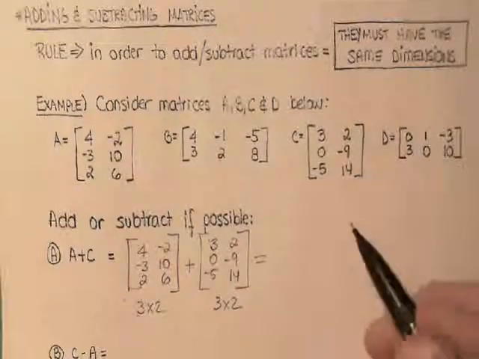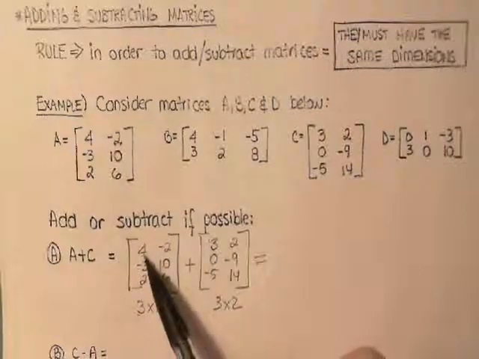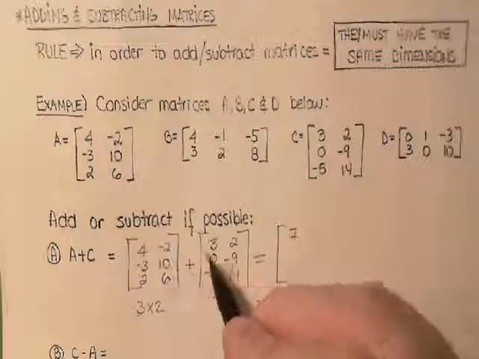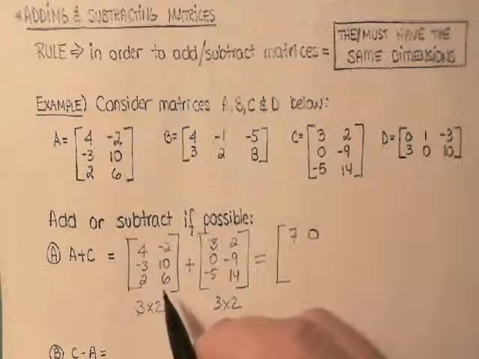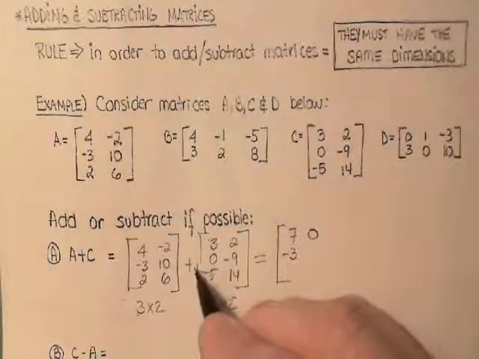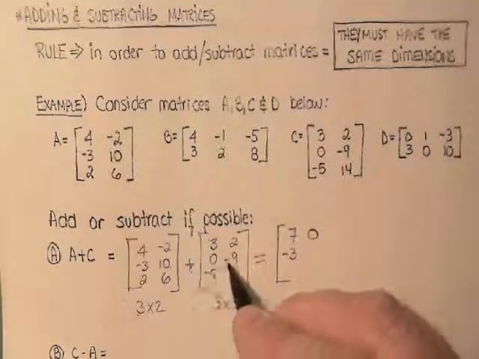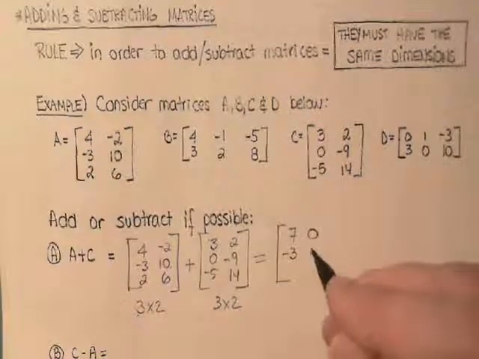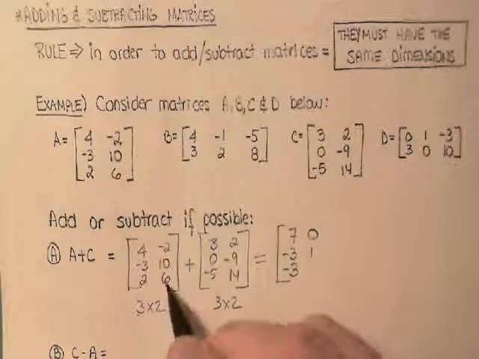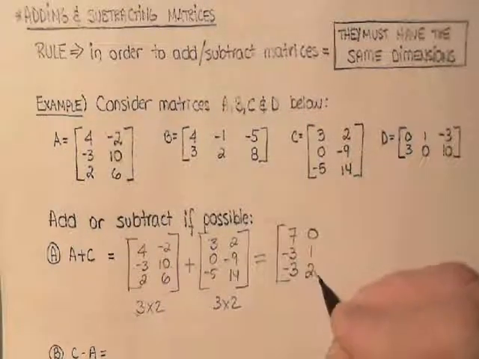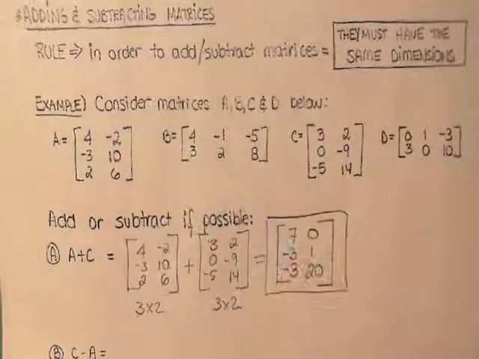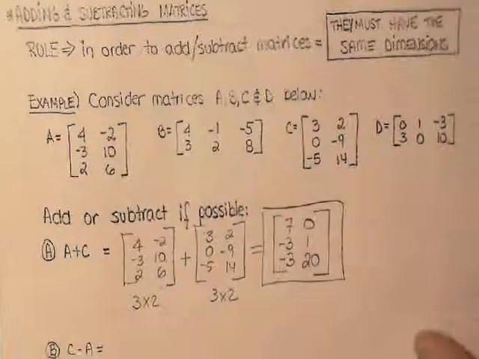let me focus a little bit more here. If they have the same dimensions, I can add them. And basically just adding them. So 4 and 3 gives you a 7. Negative 2 and 2 gives you 0. Negative 3 plus 0 is negative 3. 10, positive and negative becomes a negative, so 10 minus 9 is 1. 2 and negative 5 is negative 3. And 6 plus 14 is 20. So this is our answer for adding these two matrices.